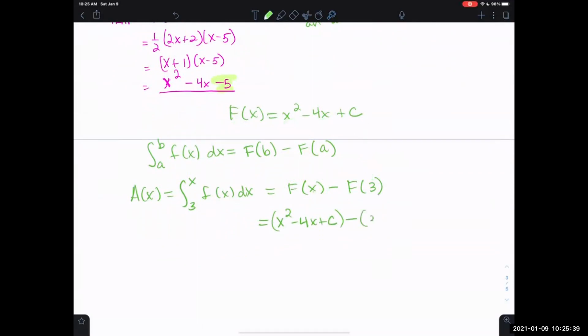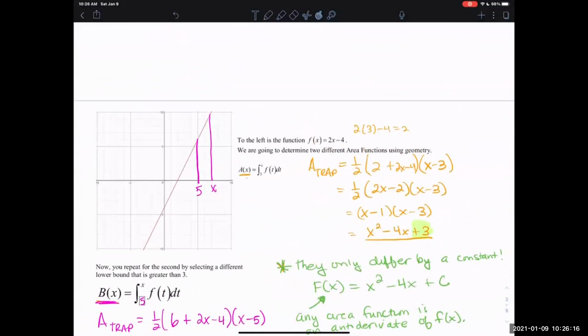So I have 3 squared minus 4 times 3 plus c. Okay, so x squared minus 4x plus c minus 9 plus 12 minus c. Oh, look at that. x squared minus 4x plus 3, which is what we had gotten with A of x right here.